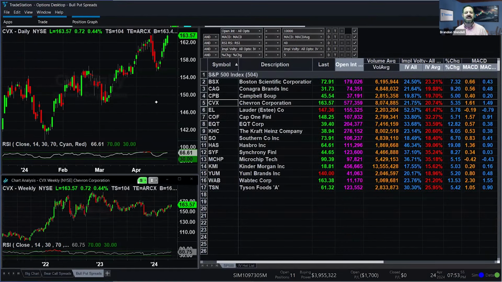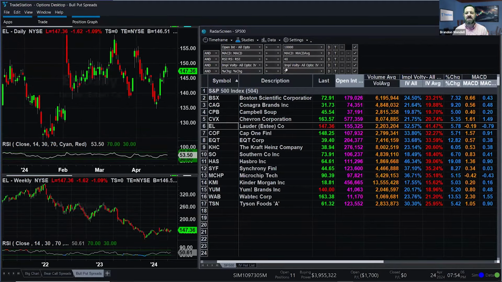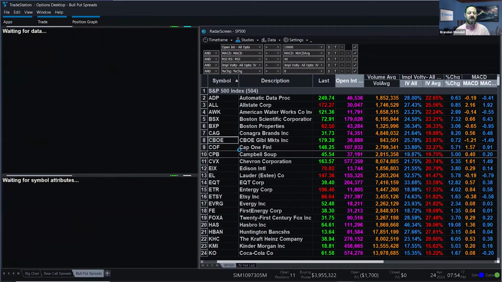So again, CVX, it's already up a little bit. It would have been good to catch it down here at about 155. And maybe we're looking for too bullish, perhaps. So what I could do is change this and just say, okay, we should be positive. So we have bullish stocks, but not as bullish as 5% up from the last 20 days. And again, start looking through those.